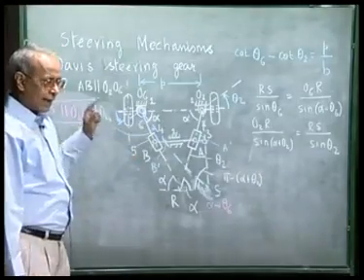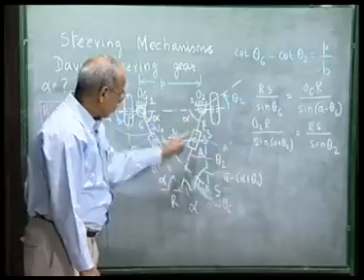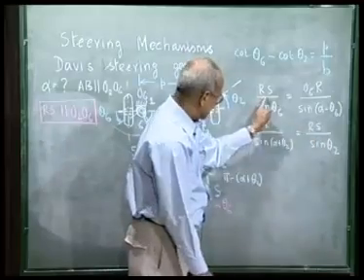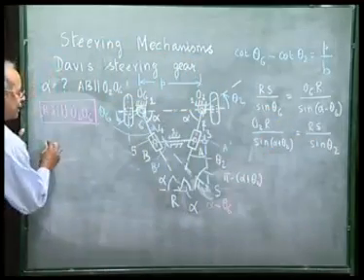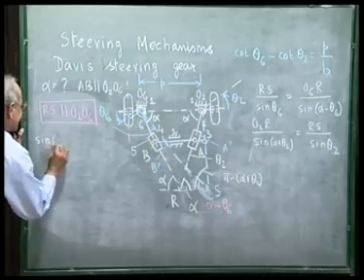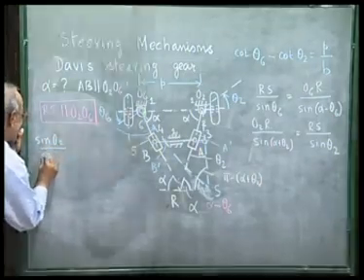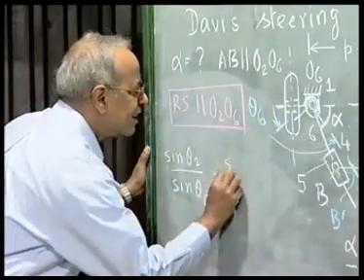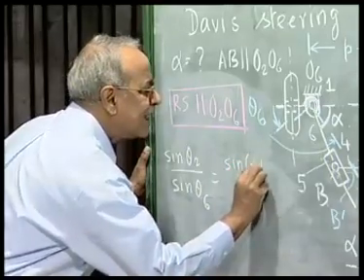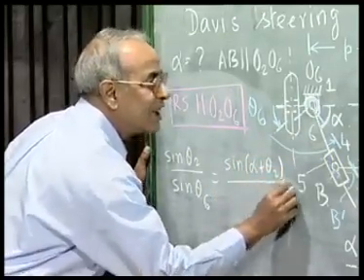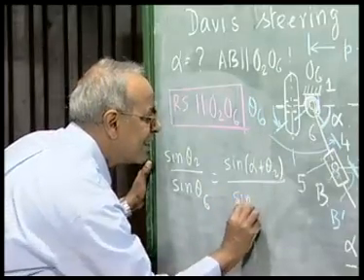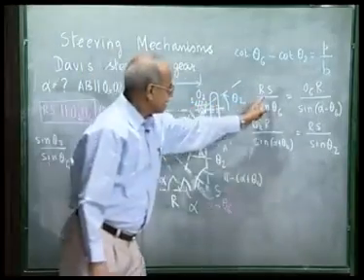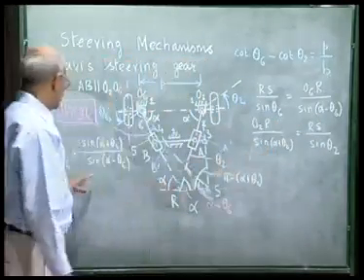So, we apply the sine law for the triangles O6RS and O2RS to get these two relationships. Now, from here, if I divide this equation by this equation, we get sine theta 2 divided by sine theta 6 is the same as sine of alpha plus theta 2 divided by sine of alpha minus theta 6. We just divide this equation by this and this equation by this to get this relation.